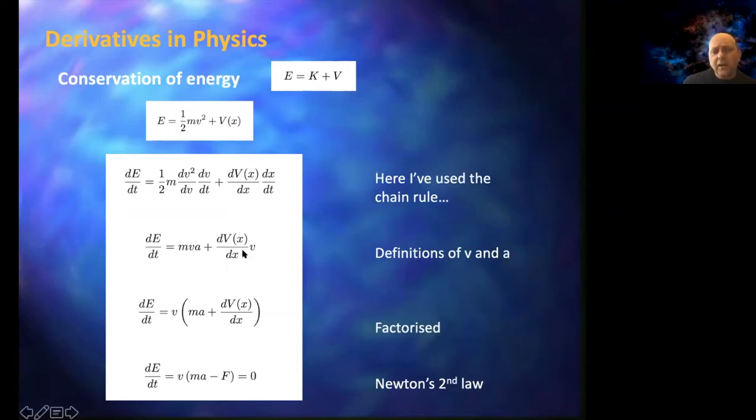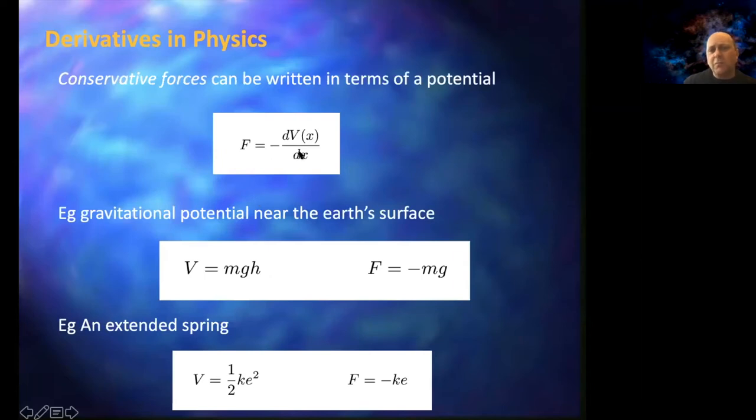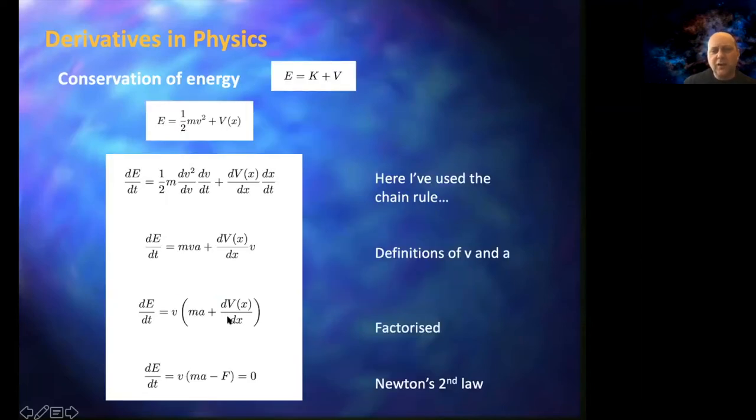Now, if I factorize out the v, I get this. But remember that we said that the force is minus dV by dx. So this is minus the force. And now we found Newton's law, F equals ma, tells us that this is zero and therefore that energy is conserved. Okay, so it's good to have a proof that that's true, and we need calculus really in order to be able to do that.